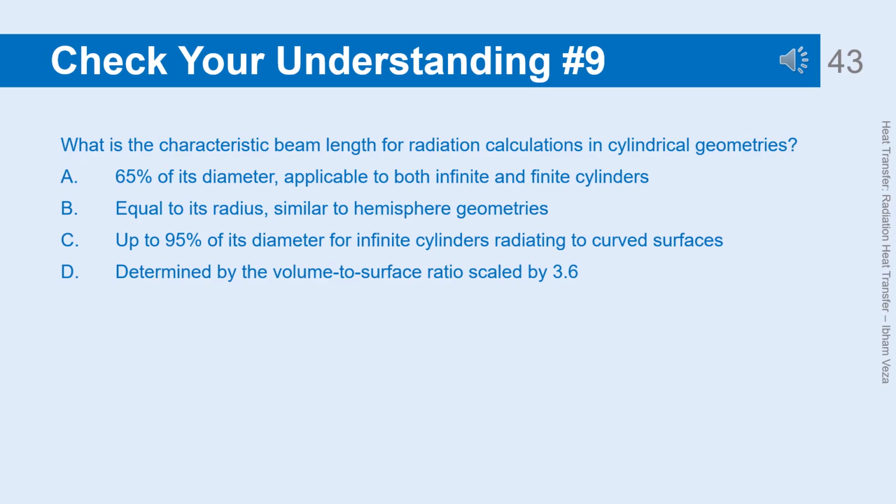B. Equal to its radius, similar to hemisphere geometries. This is incorrect as this rule applies specifically to hemispheres, not cylindrical geometries. D. Determined by the volume to surface ratio scaled by 3.6. This is incorrect because this rule is used for arbitrary shapes, not standard cylindrical geometries. Cylinders follow their own specific beam length rules.